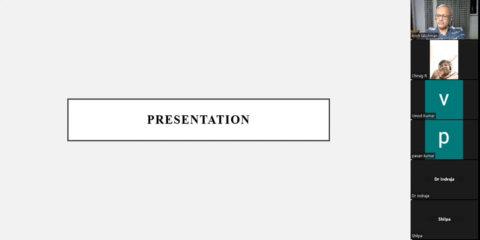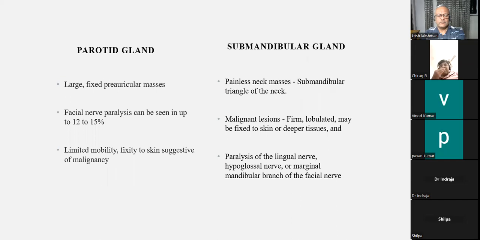Yes, sir. Presentation of different salivary gland tumors. The parotid gland presents as large fixed preauricular masses, and limited mobility and fixity to the skin are suggestive of malignancy. Facial nerve involvement can be seen in up to 12 to 15% of patients. Submandibular gland lesions may present as painless neck masses in the submandibular triangle of the neck. Firm, lobulated, and fixed masses, and paralysis of either the lingual or hypoglossal nerve, indicate malignant lesions.